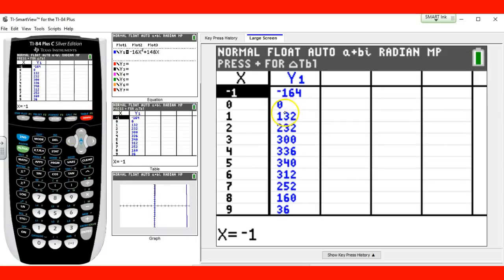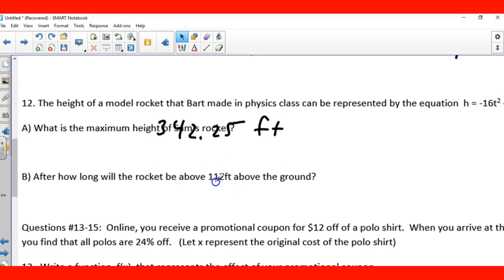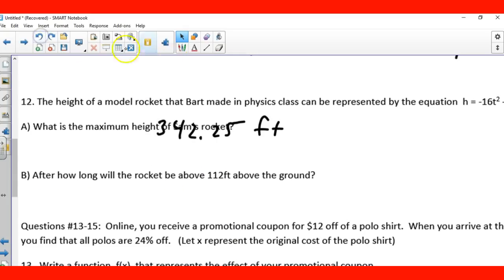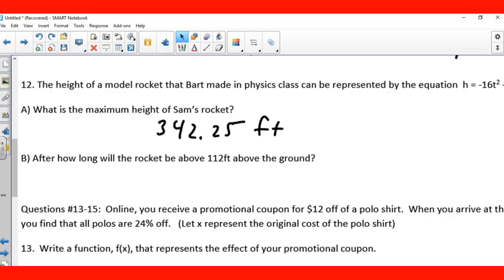So above 112 would be 20.01 seconds. Alright. So 1 second. Man, I don't know what's wrong. Alright, there we go. So 1 second.